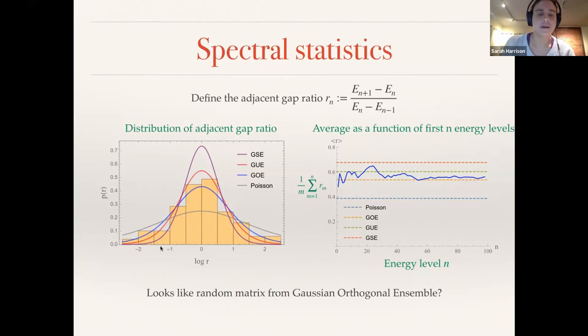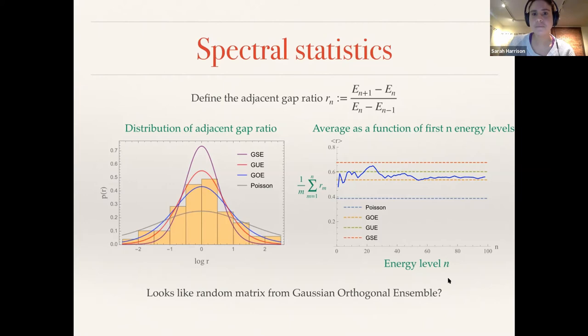I'm not sure this plot says anything very conclusive about which random matrix ensemble these eigenvalues might come from, but it does seem to show that they're certainly not Poisson. And on the right-hand side, I have a plot of the average of this adjacent gap ratio as a function of the first n energy levels, where the energy level is plotted on the x-axis and on the y-axis is the average for the first n of them, as well as, again, a comparison to some known distributions. And it looks like the average is maybe approaching what you would expect from a random matrix in the Gaussian orthogonal ensemble, though I don't want to say anything definitive about this.